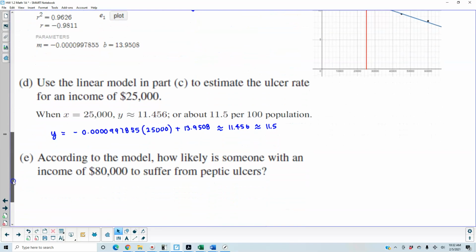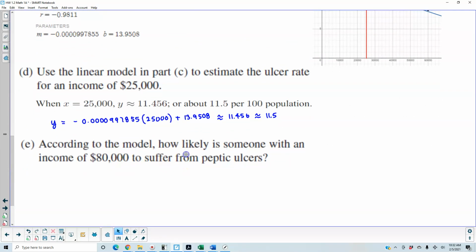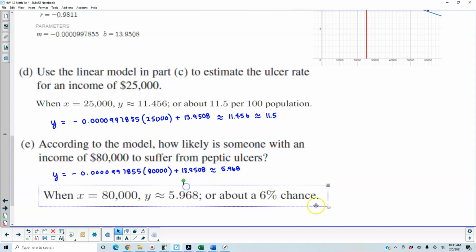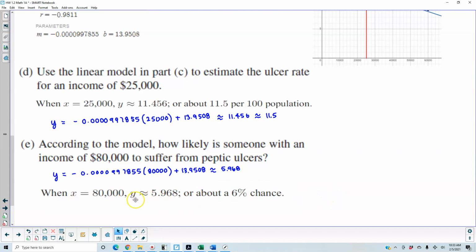The next question says, according to the model, how likely is someone with an income of 80,000 to suffer from peptic ulcers? So that means y equals negative 0.0000997855 times 80,000 plus 13.9508, which is approximately 5.968. So we can say that when x is equal to 80,000, y is approximately 5.96, or about a 6% chance.